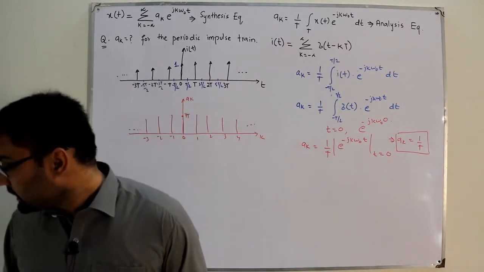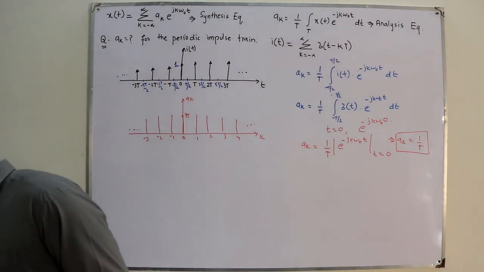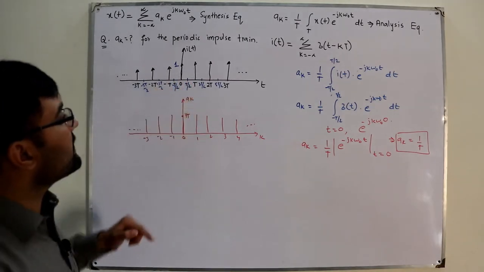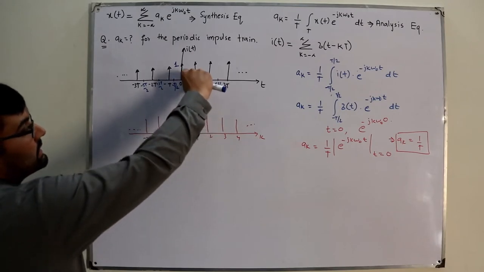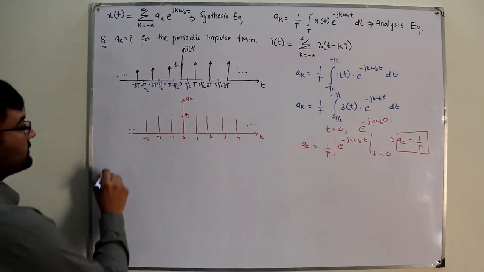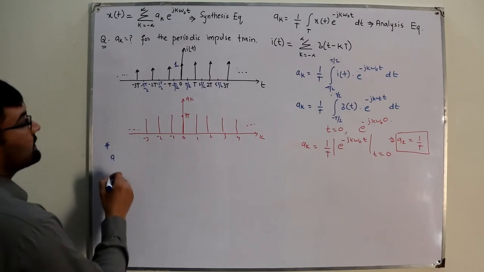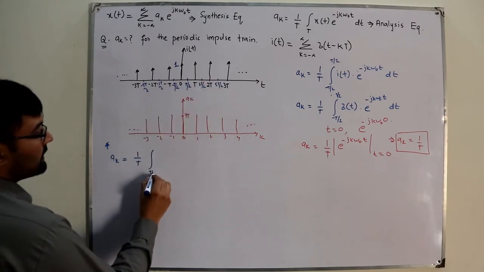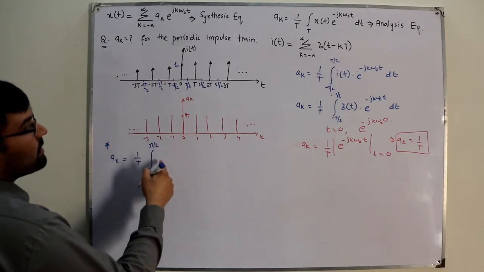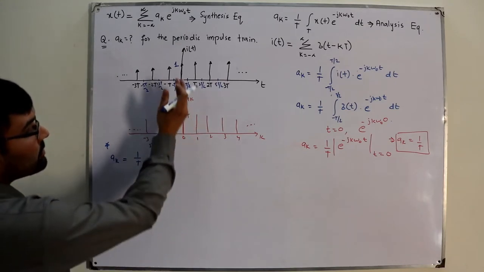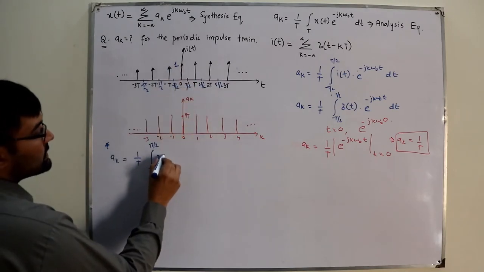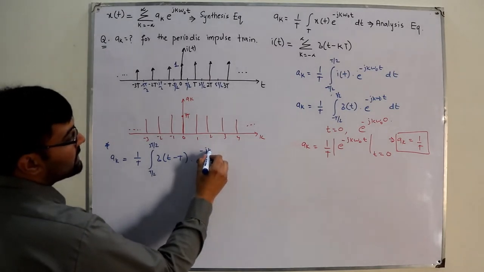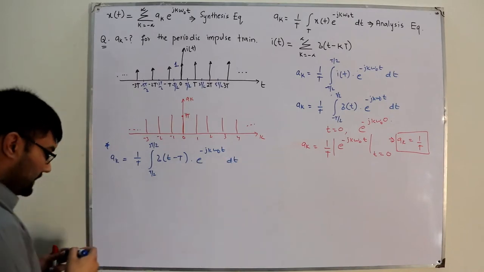The values are 1 upon T irrespective of the value of k. Now I did this for the period where I included only this impulse. Let me say that my a_k, this I give a star so that this is another. So a_k is 1 upon T, the integration, let's say now I take from minus T by 2 to 3T by 2. So now my x of t would be what? It would consist of an impulse located at positive T. So this would now be delta of t minus capital T, right? And you multiply it with an exponential of negative jk omega naught t, you integrate it with respect to t.